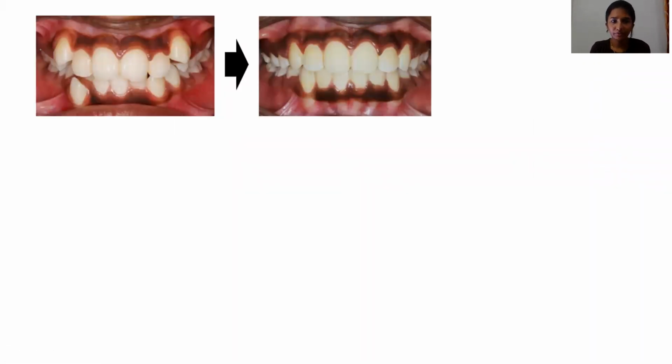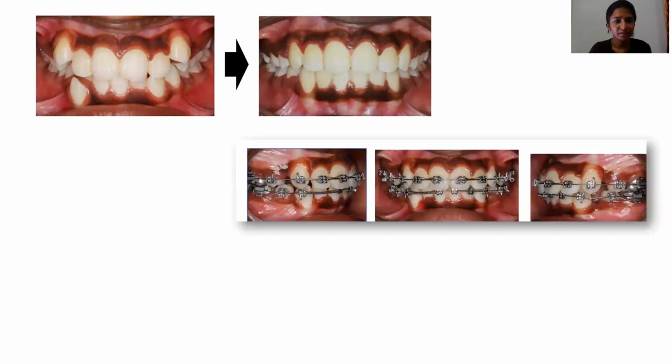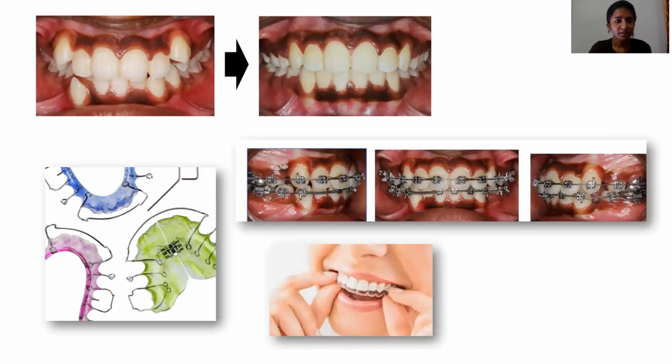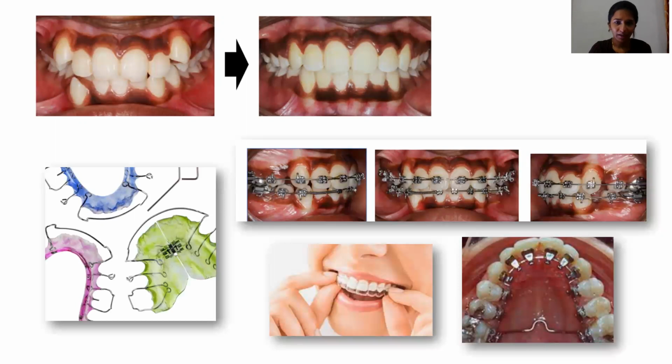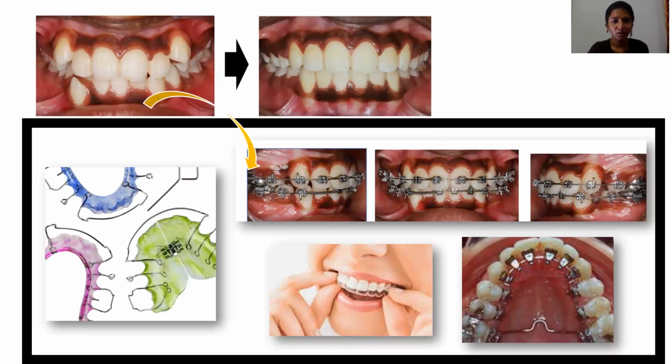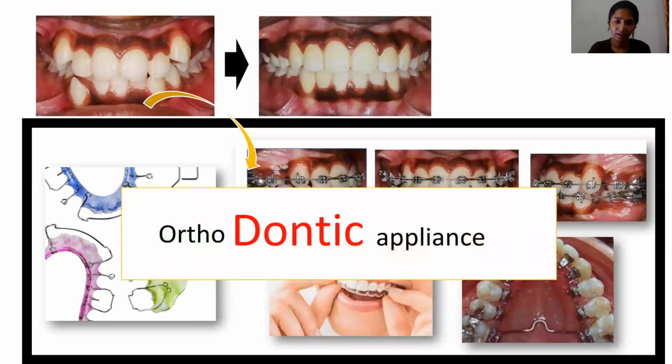As you can see in the first picture, a case of severe crowding was treated orthodontically, and this was the end result. Now the patient was treated using a fixed orthodontic appliance. What are the other treatment options that could have been given to this patient? It would be removable appliance, clear aligners, lingual appliance. Now, all these appliances come under the heading of orthodontic appliance.